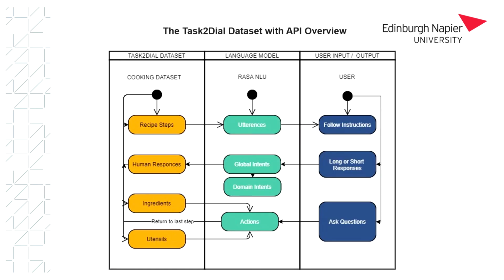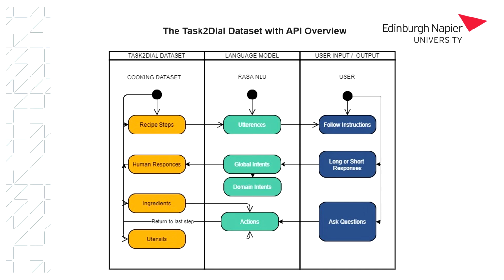So, a quick overview of the API. What we did is we used Rasa to demonstrate how we could format the data set in an API. So we took the recipe, the steps, the human responses, the ingredients, and utensils, and out of that dialogue, we looked at how these could be handled in a dialogue manager. So the recipe steps were turned into utterances. The human responses were turned into both global intents and domain-specific intents.